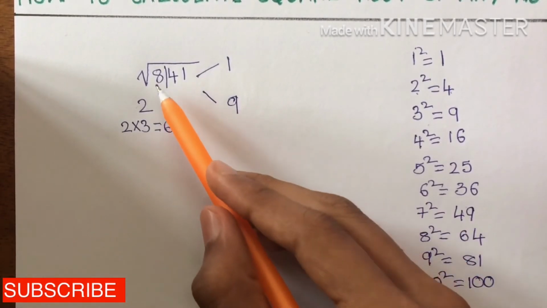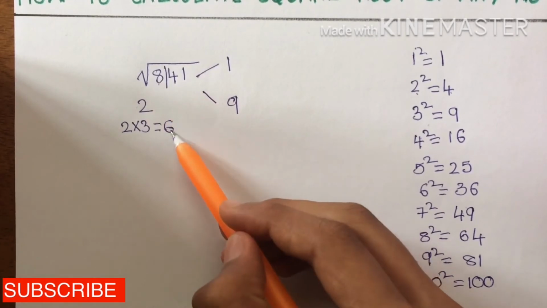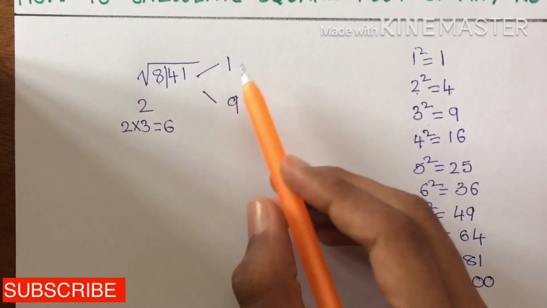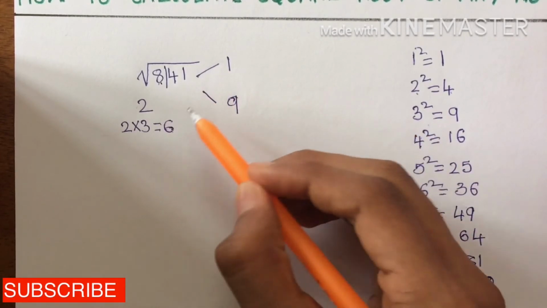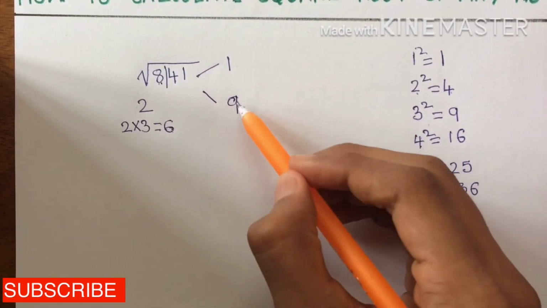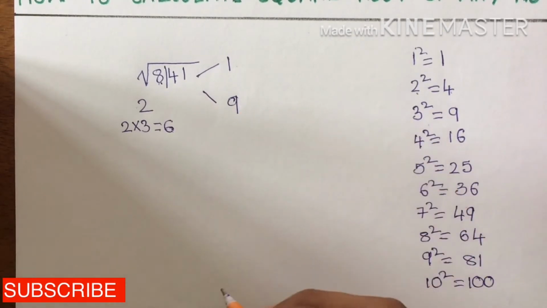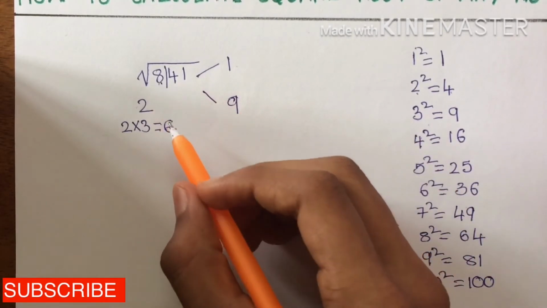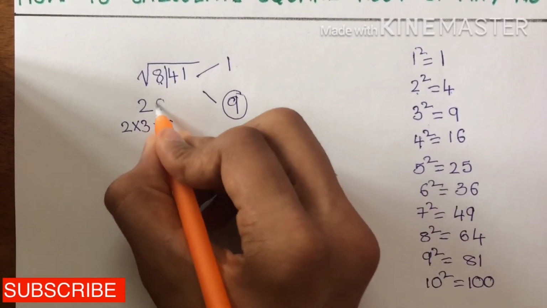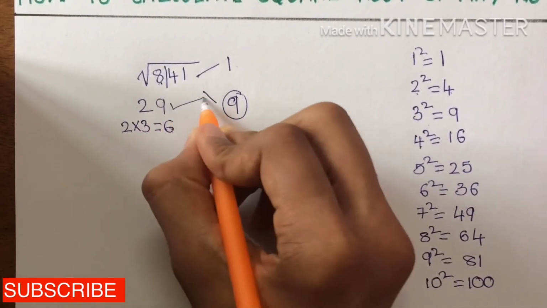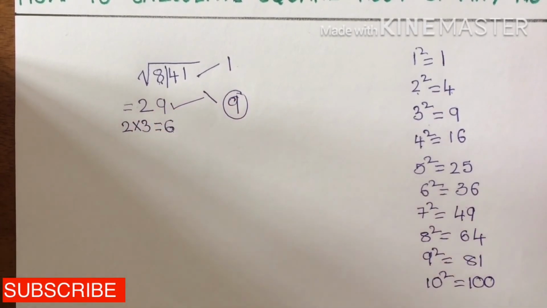And if this 8 is smaller than this number, then we have to take the smaller option. If this 8 is larger than this number, we have to take the bigger option for our units place digit. We can observe that 8 is larger than 6, so we have to take 9 as our units place digit, and 29 is our square root for root over 841.